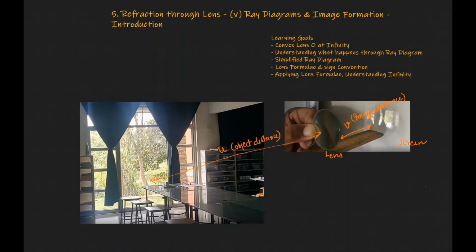And usually the object distance on the left of the optical center we consider negative. Let's say in this case the screen is probably at about 10 meters, so we say minus 10 meters or minus 1000 centimeters because it's on the left of the optical center. And the image distance, which is on the right, is positive because it's on the right of the optical center.